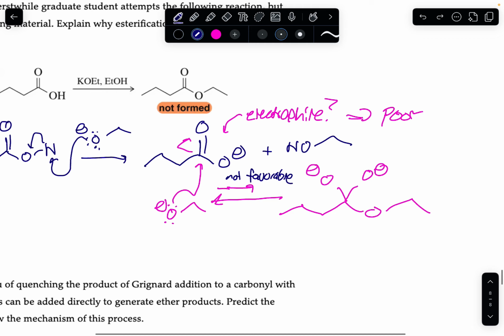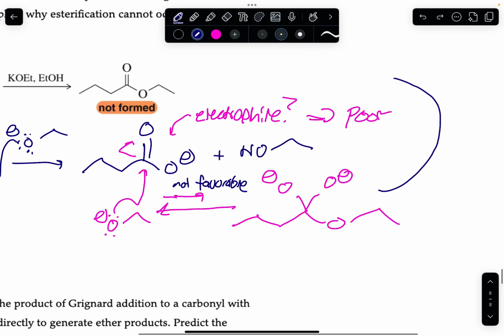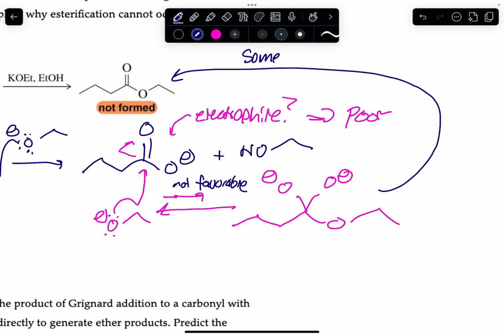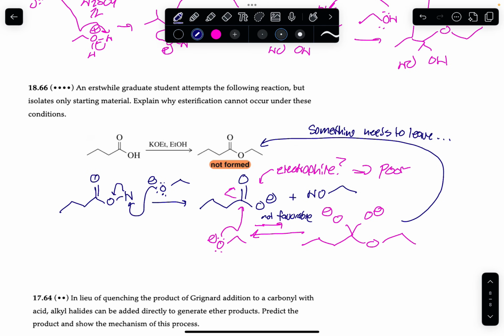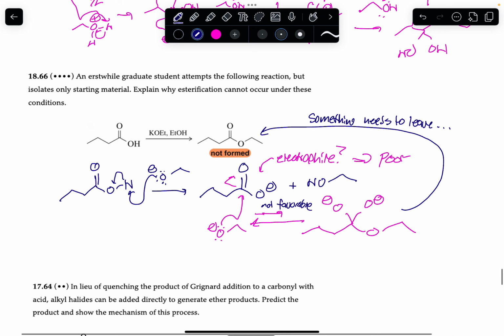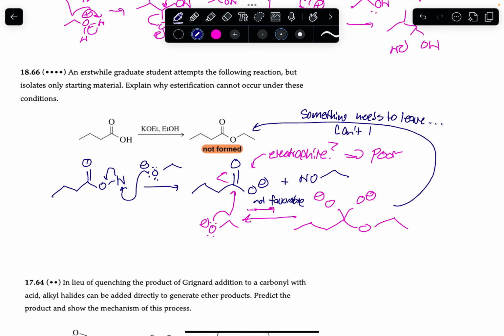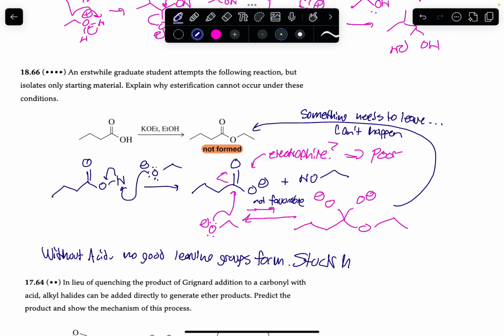If we want to take a look, though, right, to get from here to here, something needs to leave. And the question is, is anything going to be able to leave unless we have acid present? That actually cannot happen. So, can't happen without acid, no good leaving groups form. So we end up being stuck here.